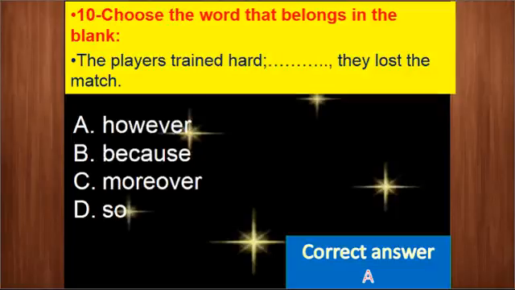Here again in number 10, we are still talking about the linkers, which, as I told you before, is one of the most important questions that we usually ask in our exam and previous exams. The players trained hard. However, because, moreover, so, they lost the match. And according to the meaning of the sentence, a reason with an expected result, the correct answer is A.